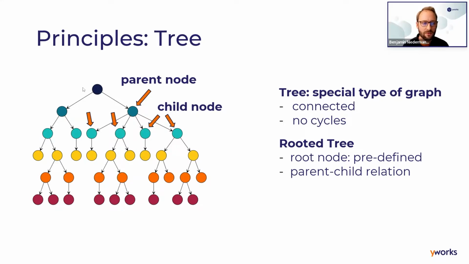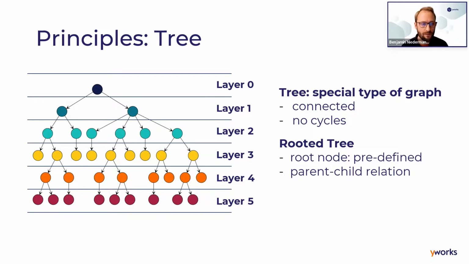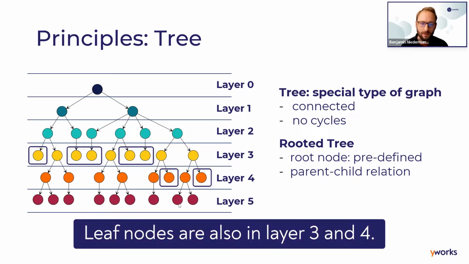Now we can measure the distance between the nodes and the root node. This gives us the possibility to assign the nodes to layers. We can say that the root node, for example, is in layer 0. These two nodes, which are the children of the root node, are in layer 1. Their children are in layer 2, and so on. And the leaf nodes are in the last layer. In this special example, the leaf nodes are all in layer 5. And this gives us the possibility to structure the tree.